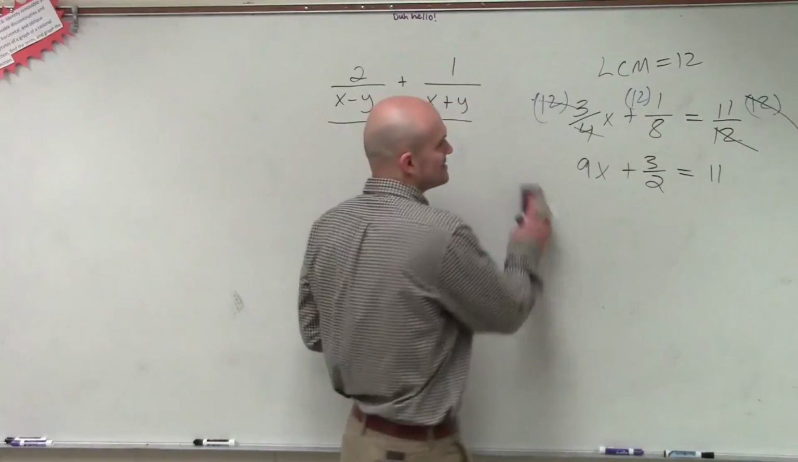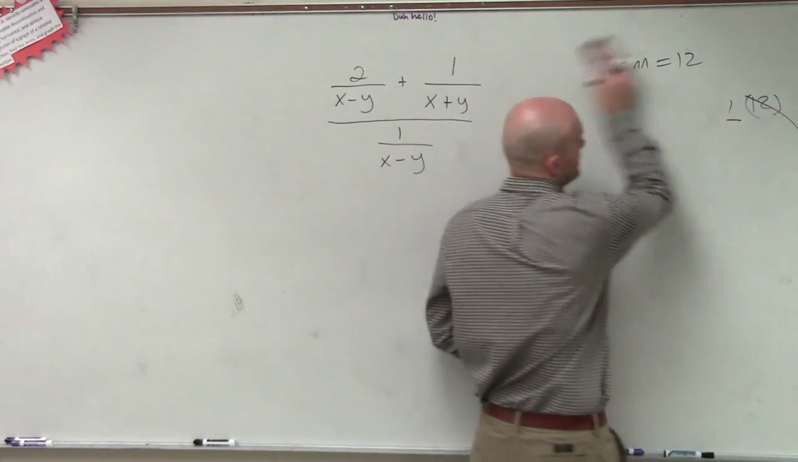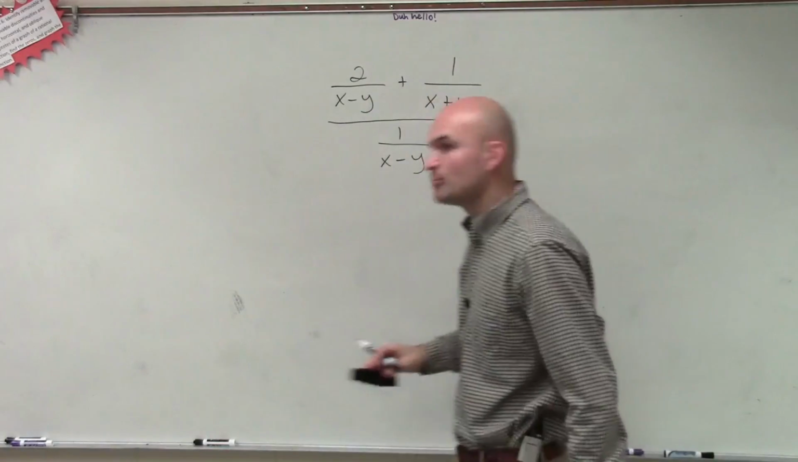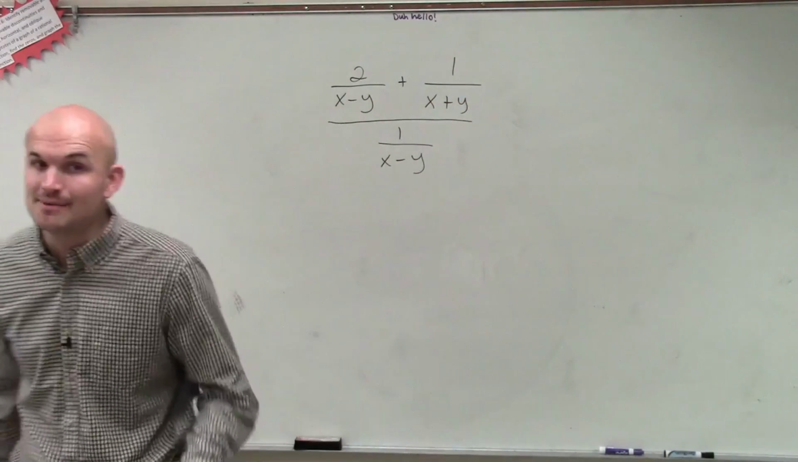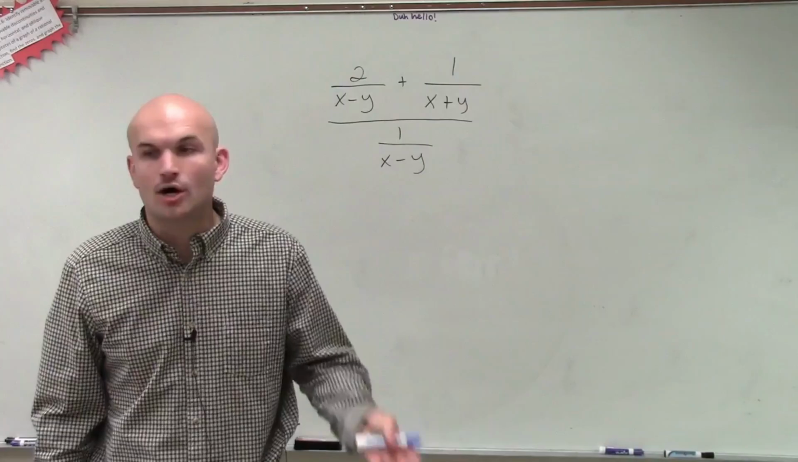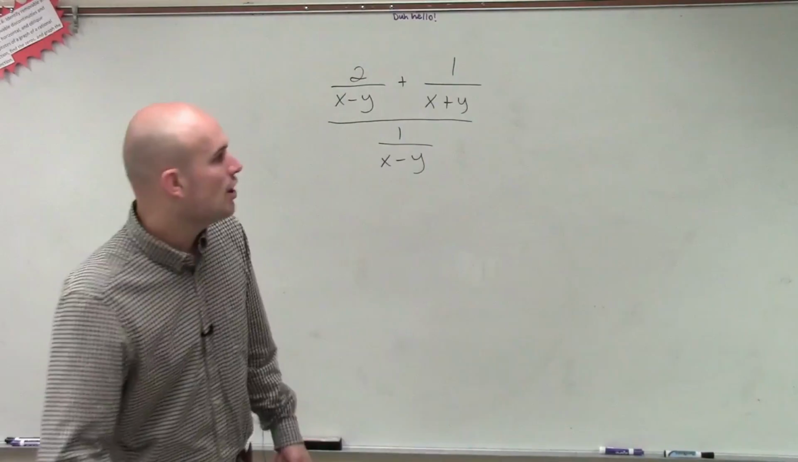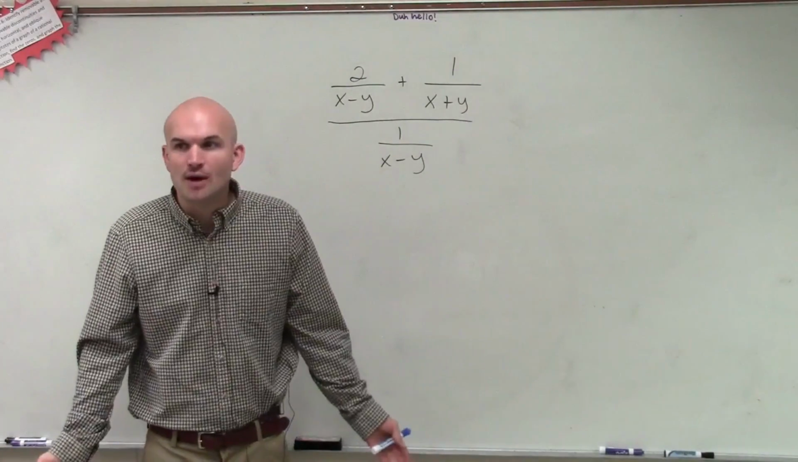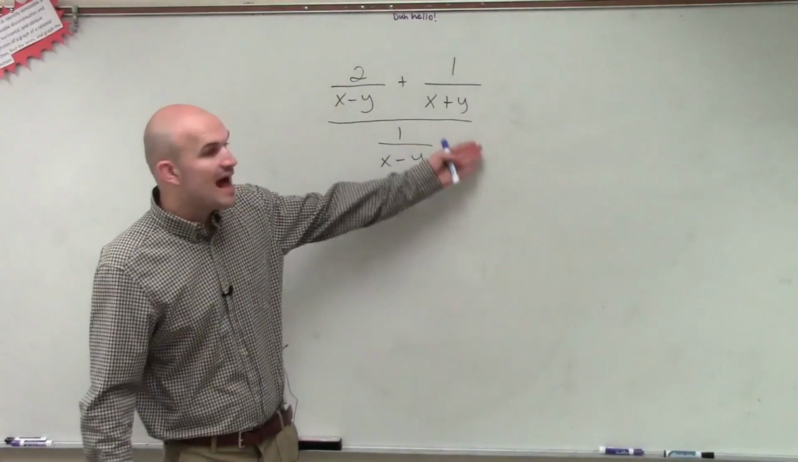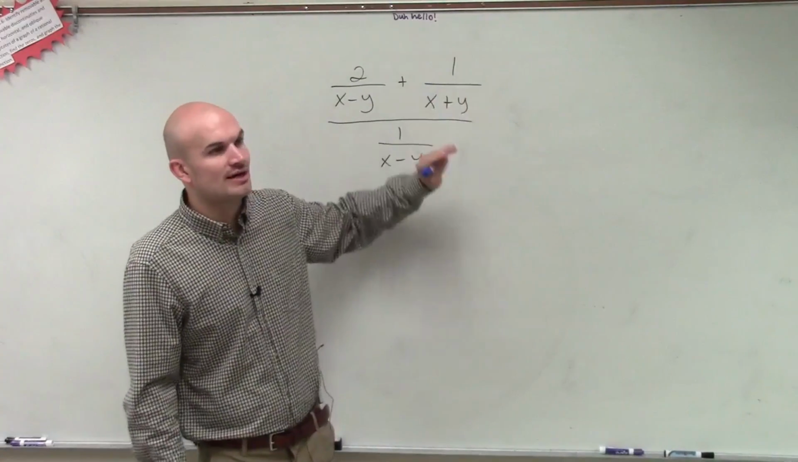Well, that can be the same thing when you have a rational expression. As long as you multiply your numerator and your denominator by the same number, you keep what we call equivalent fractions. So what would be my value that I'd want to multiply the numerator and the denominator by?